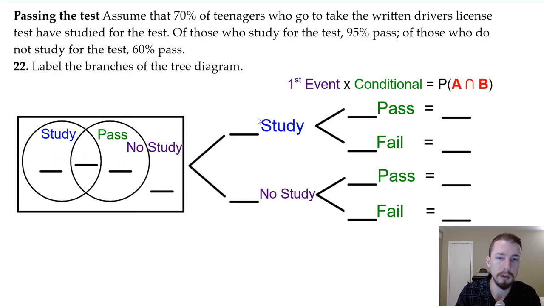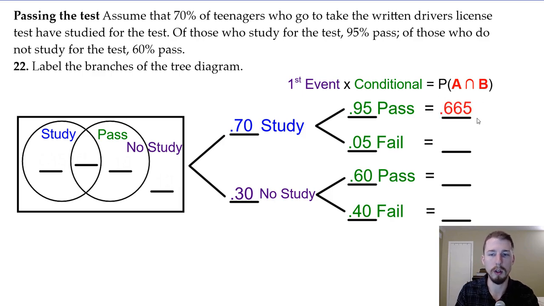So they said 70% studied, which means 30% did not. And then of those who studied, 95% passed. That would be the conditional pass rate for those who studied, and meaning 5% failed. And then the conditional pass rate for those who did not study was 60%, meaning 40% failed. And then from there we can multiply. So 70% and 95%, that's going to give us the total overall disjoint pass rate.